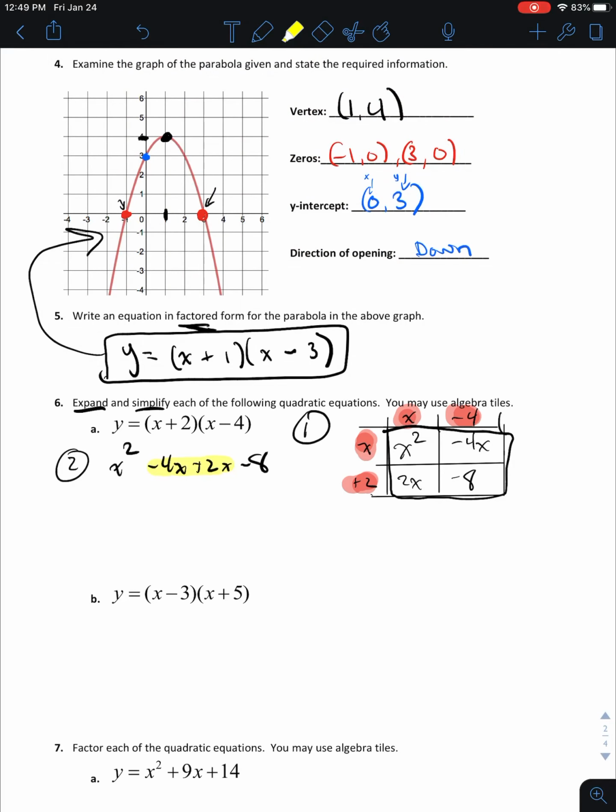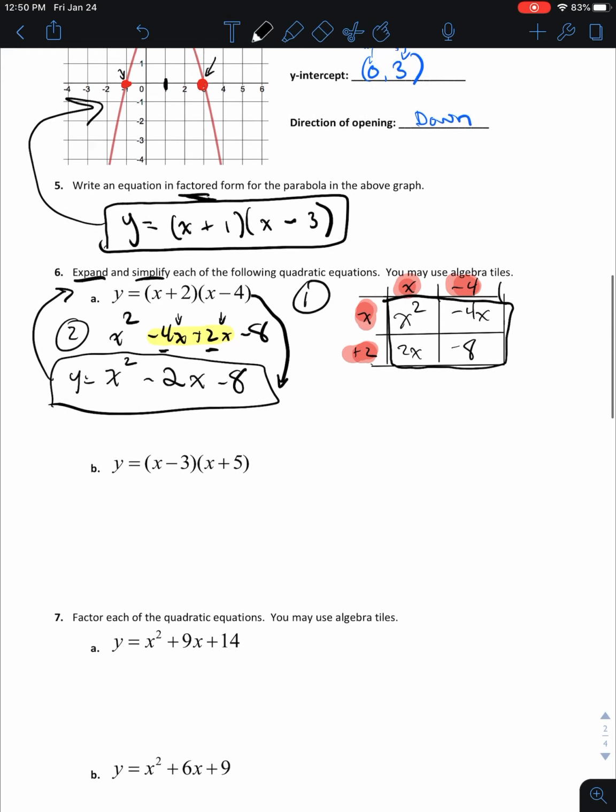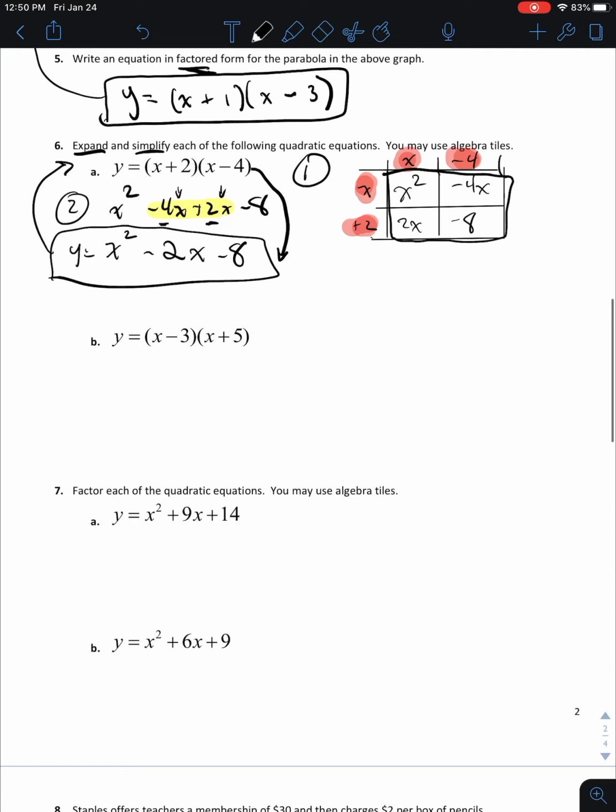Okay, and then from there you can see how in the middle I've got 2 things that are like terms, as we say. They're able to be added together because they both have an x. So then you just get to go, okay, x squared, negative 4 plus 2 is going to be negative 2x, minus 8. That is the equation expanded. So this is expansion coming down, and going back up would be called factoring. And let's move along here to b.